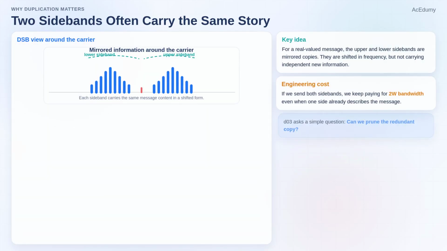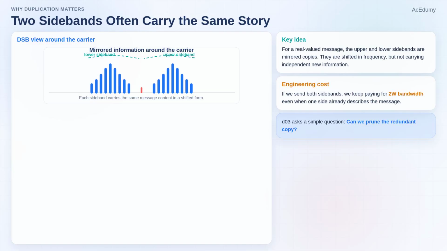In the previous lesson, both conventional AM and DSB-SC still use two sidebands around the carrier. That raises an important engineering question. Do we truly need both of them? For a real valued message, the upper and lower sidebands are mirrored copies in frequency. They are shifted to opposite sides of the carrier, but they do not carry independent new information.